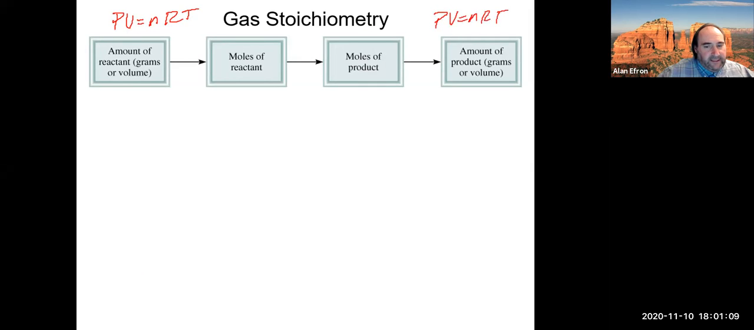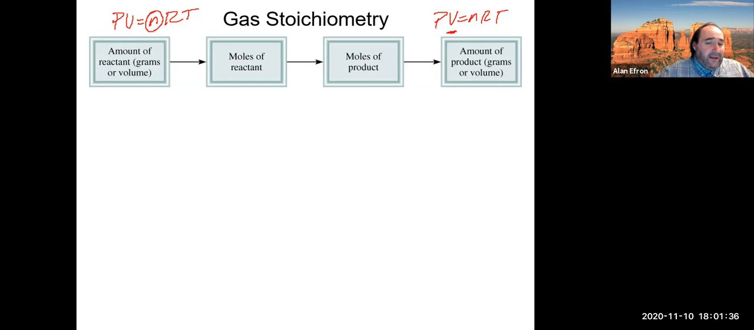PV equals nRT, maybe solve for something like volume of a gas that's being produced. If you were to use it on the front end, again, you would probably be solving for volume on the back end. You most likely would be solving for moles, and then you could do a stoichiometry problem at that point. So if you happen to need to use the ideal gas law at the front end, you probably would be solving for moles, do a regular mole to mole relationship, all that good stoichiometry stuff.